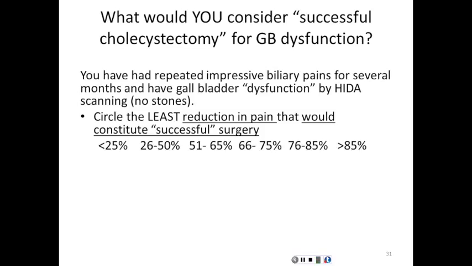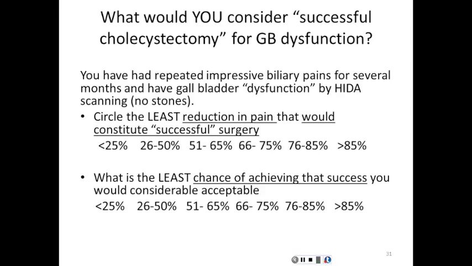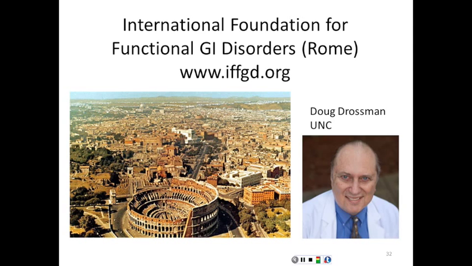Once you've worried about that, there's a second issue here, and that is, what's the least chance of achieving that success that you would consider acceptable? Those are two separate questions, but they're obviously interlocking, and they're very important to us in trying to figure out exactly how many patients we need to get into this study. So, as I said, there'll be some pieces of paper handed around that you can fill in and leave at the desk if you want to help us with that little bit of study.